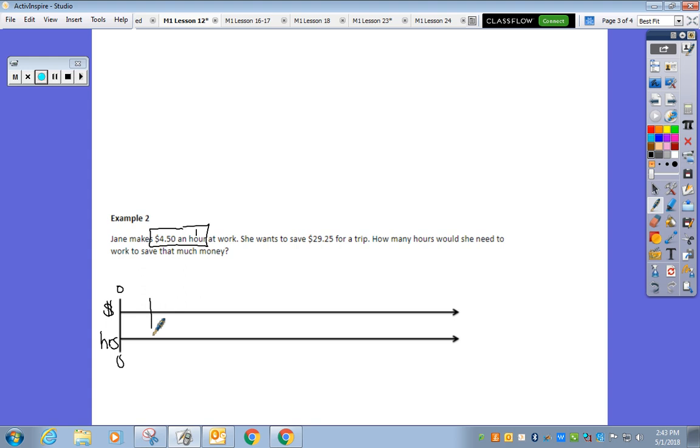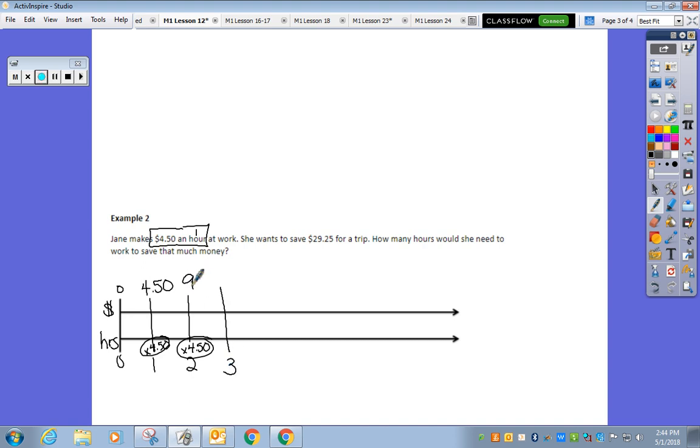She's making $4.50 for 1 hour. We're trying to work our way up to $29.25. So what I'm going to do is I'm just going to start going from my $2. To get from 1 to 4.50, I multiplied by 4.50. So that means I'll continuously do that. So from 2 times 4.50 gives me 9.